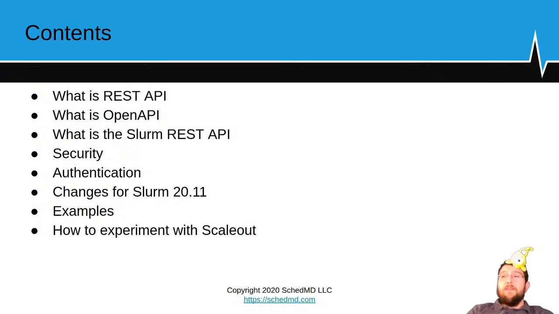Today we will be covering the Slurm REST API, starting with what is a REST API in general, followed by the OpenAPI standard. We will then discuss the Slurm REST API implementation. After that, we will cover security and authentication. A quick overview of the changes for Slurm 20.11 release to be provided. We will then go through a list of example queries. We will end up with a quick summary of scale-out, which can be used to experiment with Slurm.